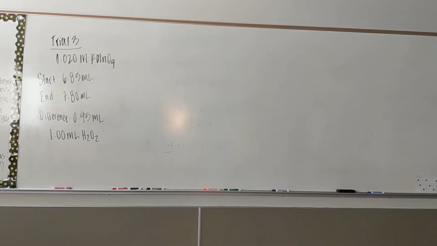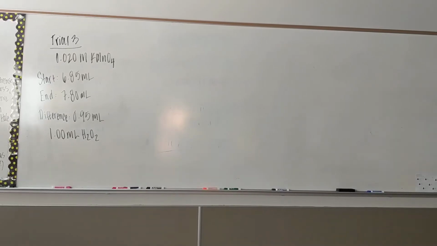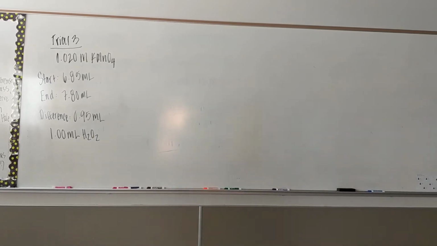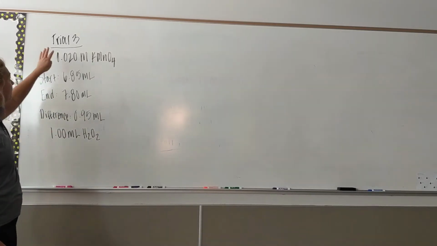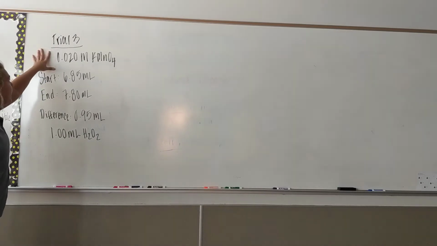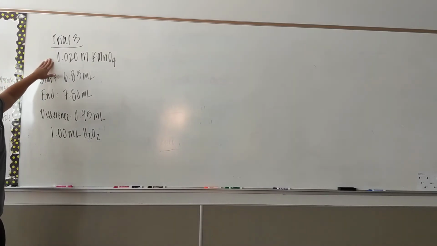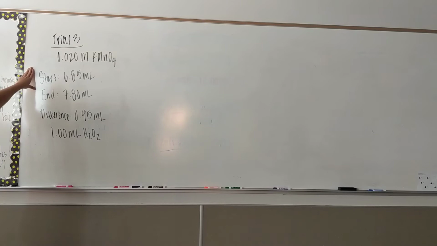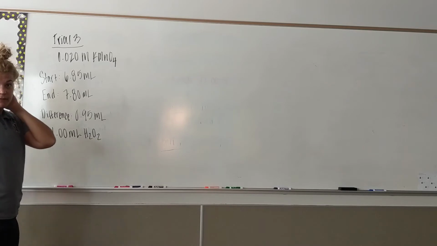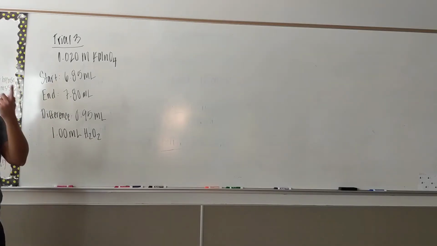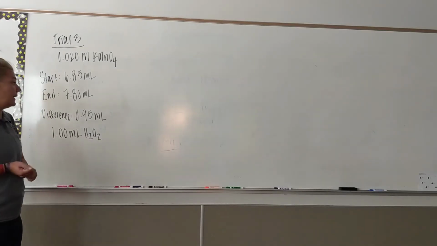Okay, in this video, we are going to look at the data analysis for our hydrogen peroxide and potassium permanganate lab. So I already have written up here all the information that we have collected from trial 3. Our molarity of KMnO4 was 0.020. The starting volume was 6.85 and 7.80. The difference was 0.95 milliliters, and we added 1 milliliter of hydrogen peroxide.